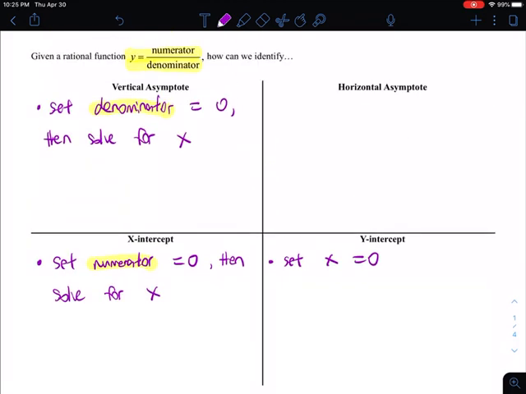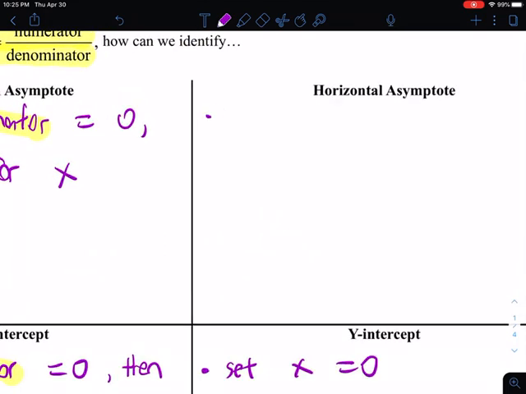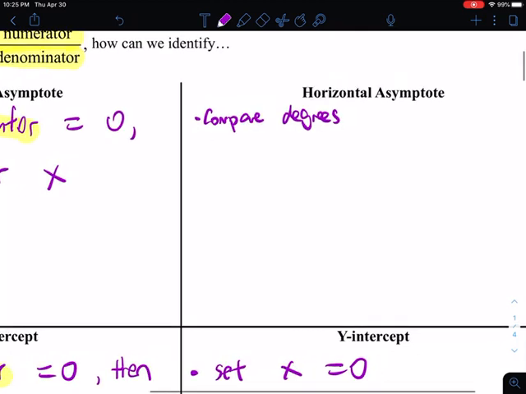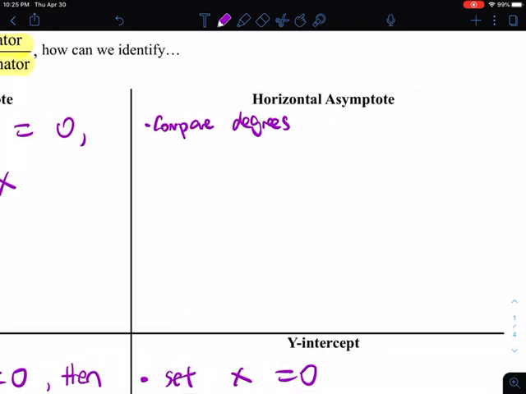I will tell you how you can find it first, and then I'm going to do some examples with these. For the horizontal asymptote, what you want to do is compare the degrees. And again, if you forgot, the degree is the highest exponent of your polynomial. We'll do some examples, so I think that will be more clear when we do it then.